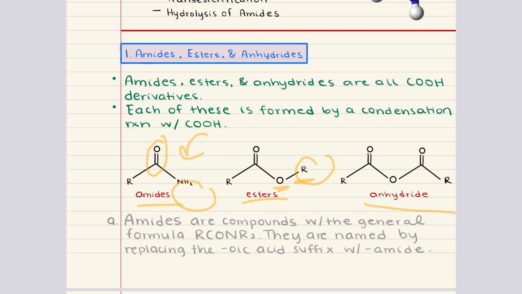Finally, anhydrides. An anhydride is formed when two carboxylic acid molecules condense together and they lose a molecule of water. The resulting structure features two carbonyl groups connected by a single oxygen atom. So all of these derivatives, amides, esters, and anhydrides, are connected by a common origin. They are derived from carboxylic acids through condensation reactions that modify the group attached to the carbonyl carbon.